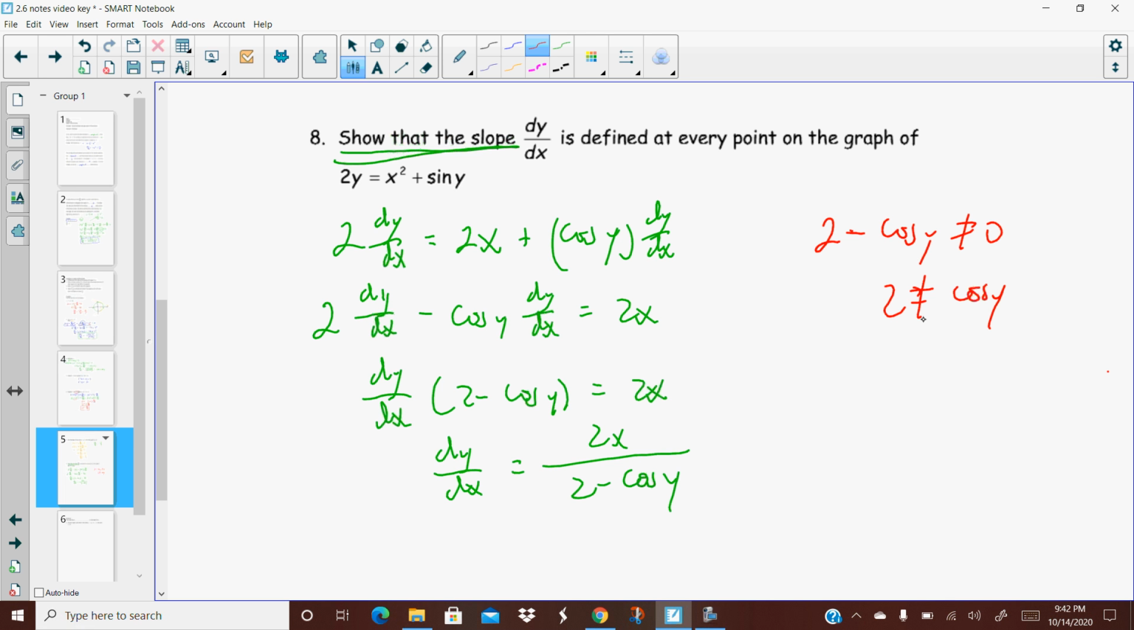So since cosine can't equal 2, therefore, those three dots, by the way, that's a shorthand notation for therefore, dy over dx is defined everywhere. Obviously, there's nothing in the numerator 2x that could have given us a problem in that case. Okay, we're getting there.